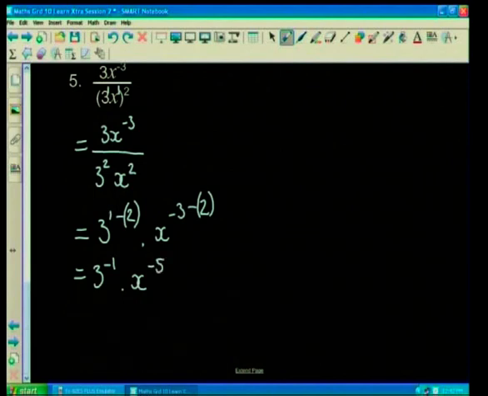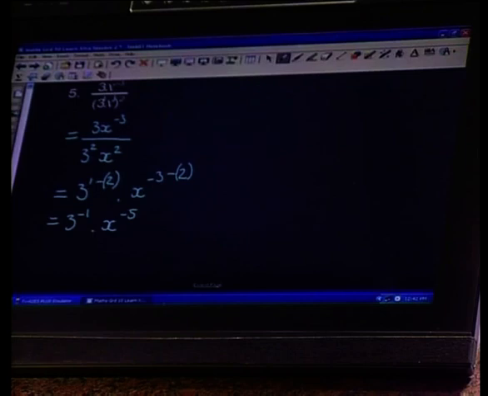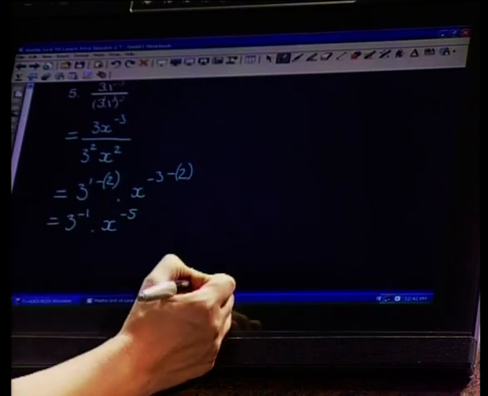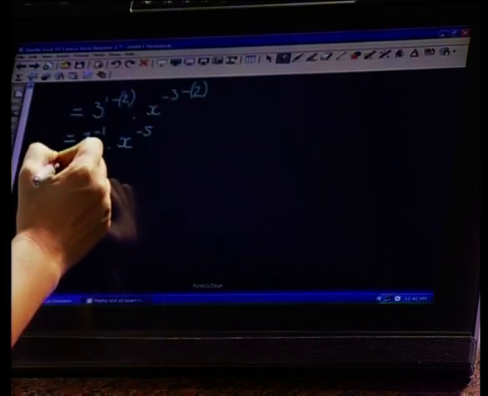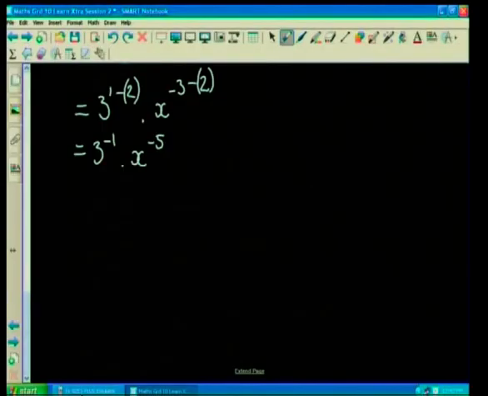So what we have here is 3 to the power of negative 1 and x to the power of negative 5. If the question had asked for us to have it in positive exponents, we would have to then change these exponents to a positive by moving them to the denominator. How do I know I must move them to the denominator? Because at the moment they are in the numerator, so they must go to the denominator. If all of my numbers move to the denominator, it means one is left in its place. Remember the tombstone? That's the tombstone.